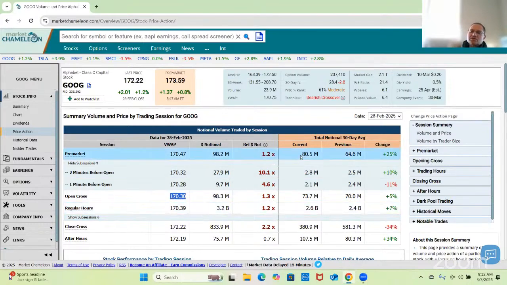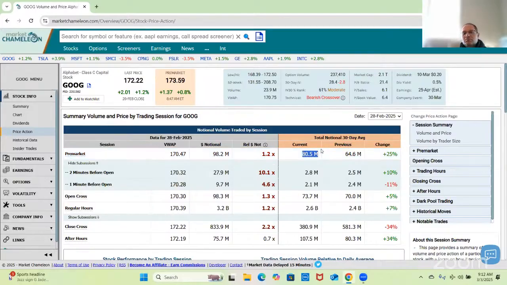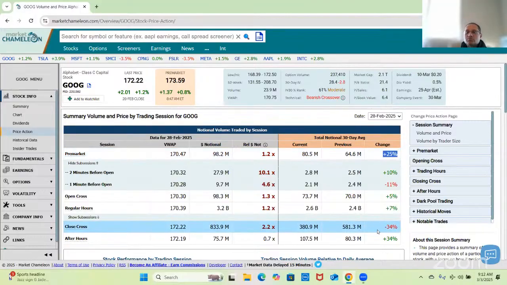Now, before I go to the opening session, in addition to this, we're looking at a 30-day period versus the previous 30 days. So this is comparing month to month, just to see if there's a pickup in any trading session that's noticeable. So here we see that if we compare the most recent 30 days versus the previous 30 days, pre-market activity has actually jumped up 25%.